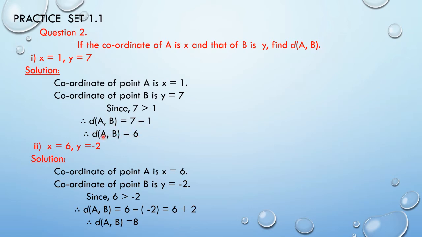And the second question, x is equal to 6 and y equal to -2. Solution: here also write the coordinate of the point A is 6 and the coordinate of the point B is y, that is equal to -2. And here we know that 6 is greater than -2. Therefore, the distance of AB equals 6 minus -2, that is equal to 6 plus 2, that is equal to 8. Therefore, the distance of AB equals 8.